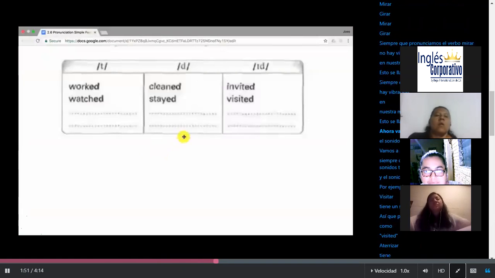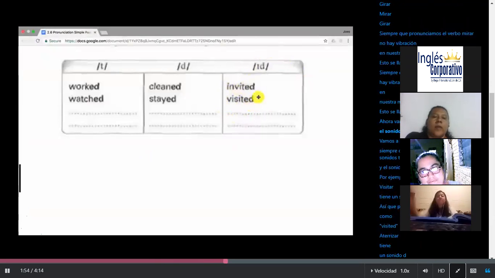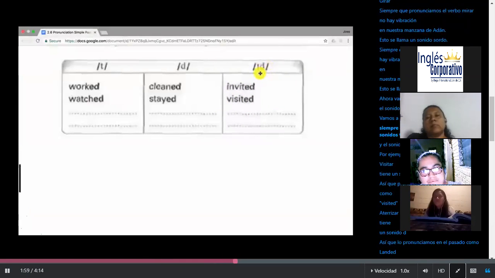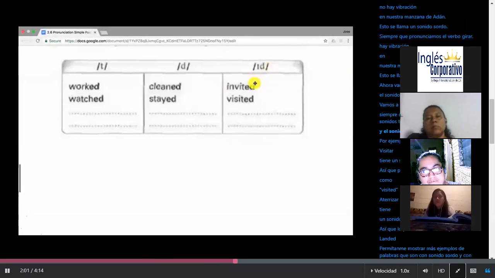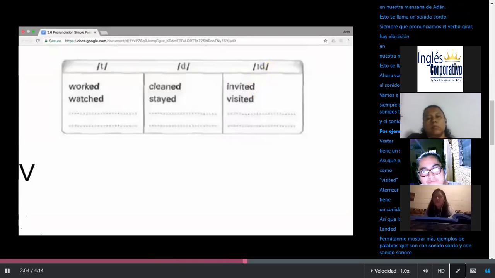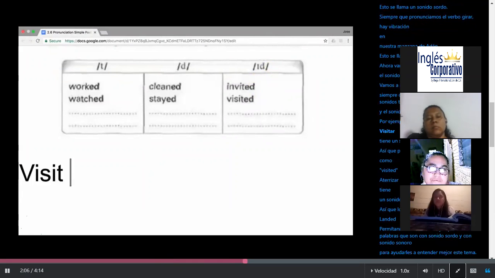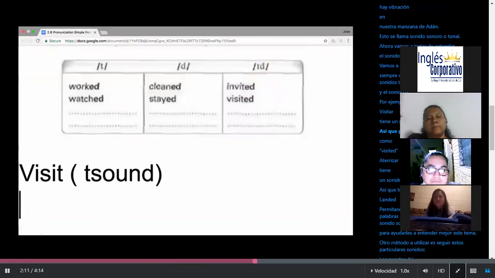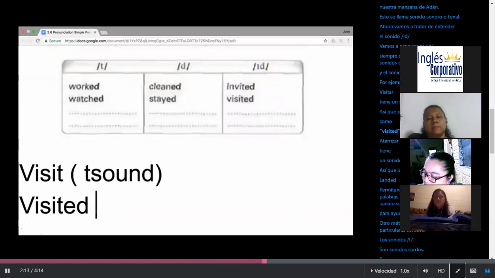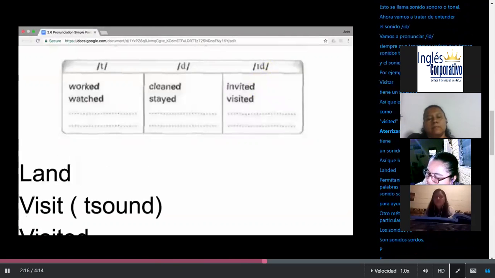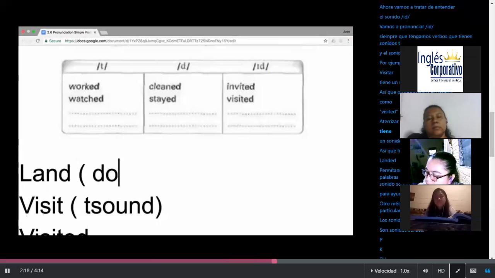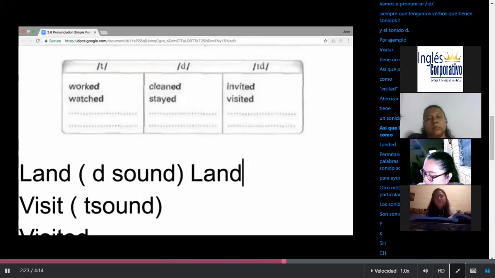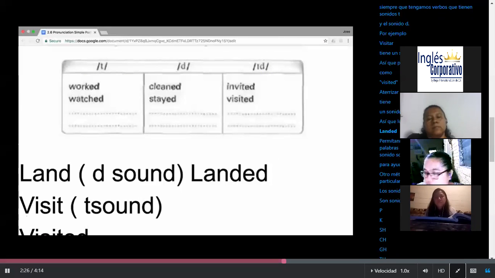Now let's try to understand the id sound. We will pronounce id whenever we have verbs that end in a T and a D sound. For example, visit has a T sound. So we pronounce the past as visited. Land has a D sound. So we pronounce the past as landed.